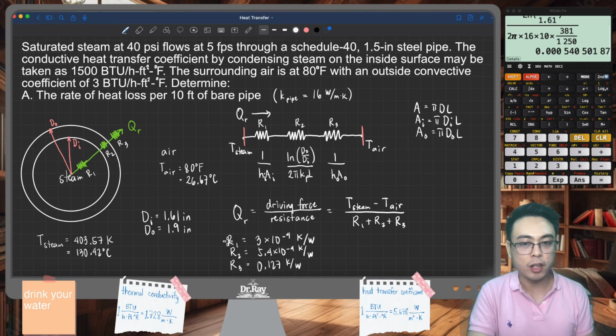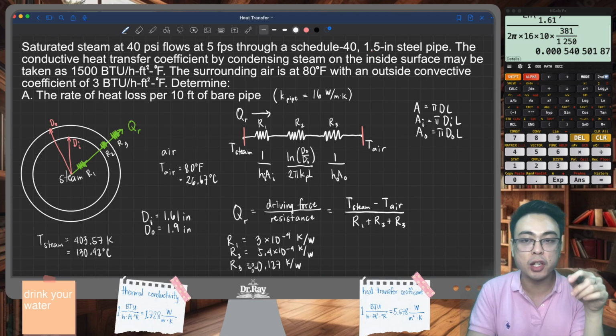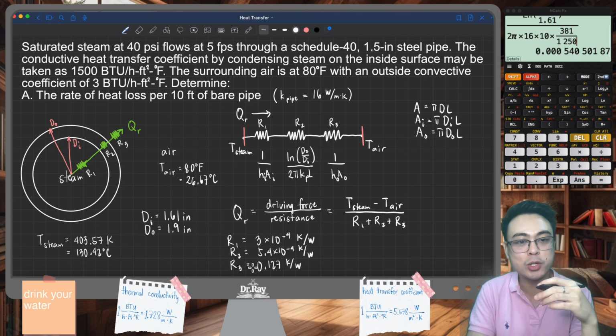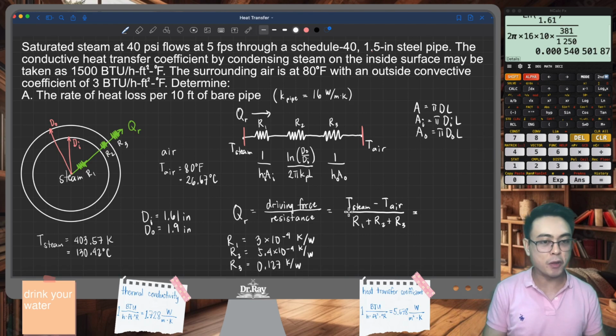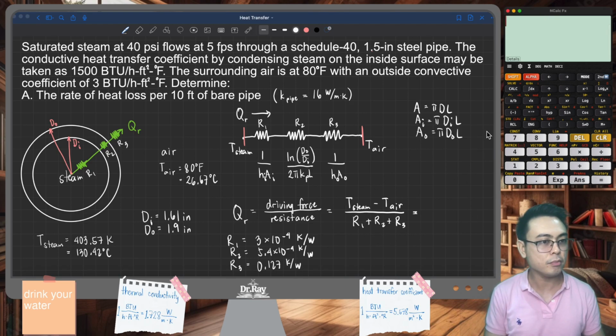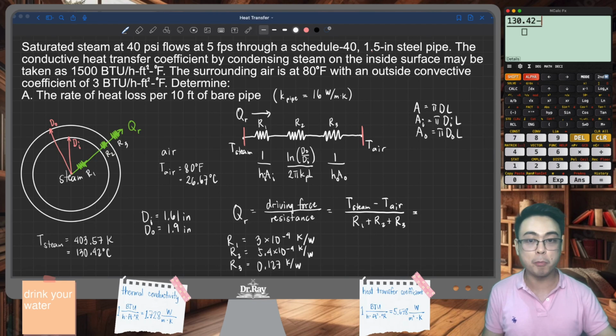Now, take a look at the value of R1 and R2 compared to R3. We can say here that R1 and R2 are very small in comparison with the third resistance, R3. So the convective resistance outside of the pipe actually controls the rate of heat transfer, right? Because it's always the largest resistance that controls the rate of heat transfer. Now we are ready to calculate the rate of heat transfer. Simply follow this formula right here. Temperature of the steam is 130.42 degrees Celsius minus the temperature of air outside, 26.67 degrees Celsius.